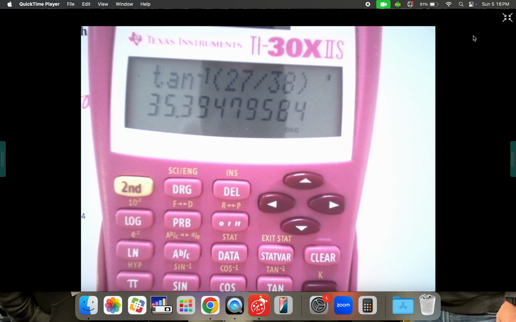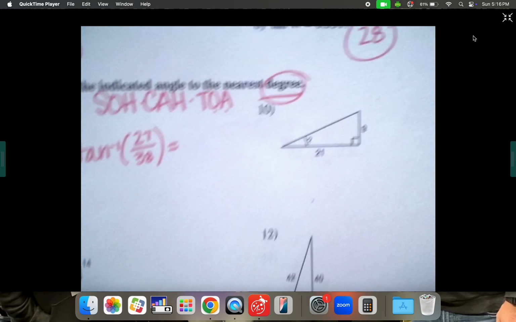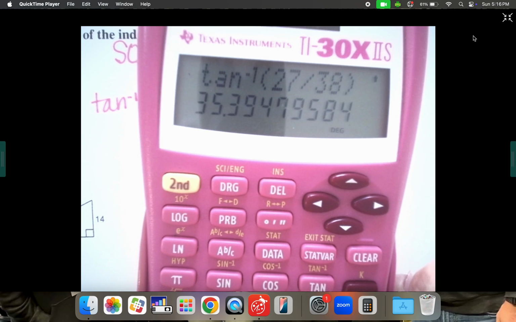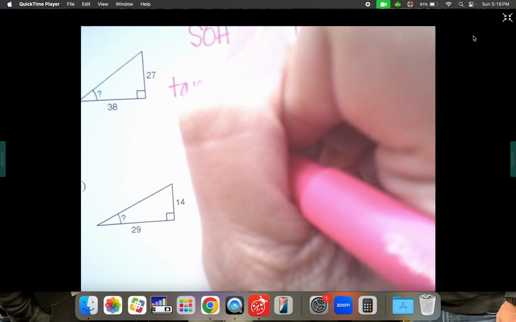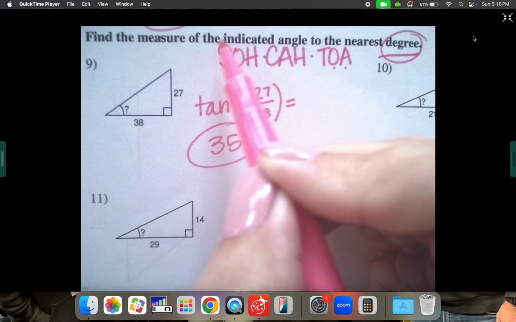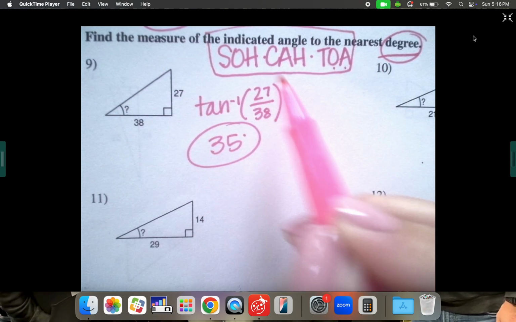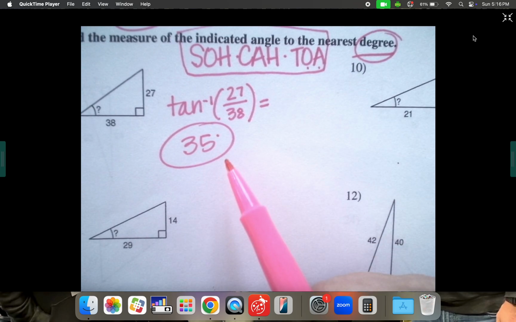And it equals about, are we going to whole degree again? Round to the nearest whole degree, yes. Whole number. So we're going to go with 35 degrees. Okay. So again, you kind of have to look at your SOHCAHTOA, your trig functions, and choose which one you have information from to determine which inverse function you want to use.